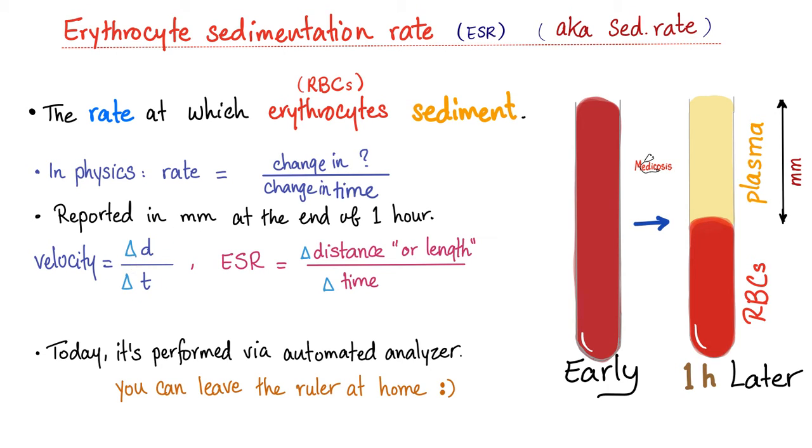But you have to measure the distance from the top of the test tube until the line where you find the demarcation between plasma and red blood cells. Here. Measure this distance. Let's say it's 10 millimeters per hour. Then that is your ESR, 10 millimeters per hour, meaning my red blood cells descended by 10 millimeters in 1 hour. It's the rate at which red blood cells descend and sediment.